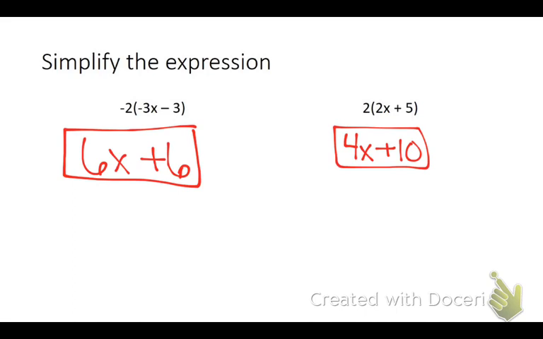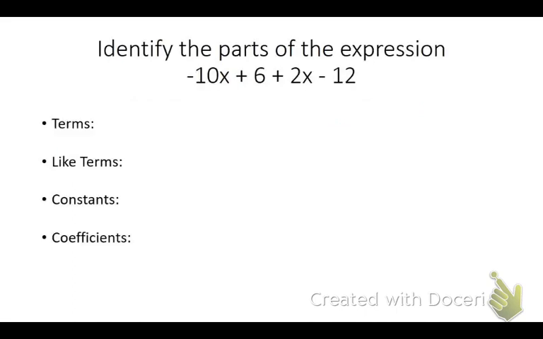All right, now let's look at the parts of the expression. We had some confusion, with definitely some missed problems here. So we need to review this and try to clear up any confusion. Go ahead and write this expression in your notes: -10x plus 6 plus 2x minus 12. We're going to go through it part by part.